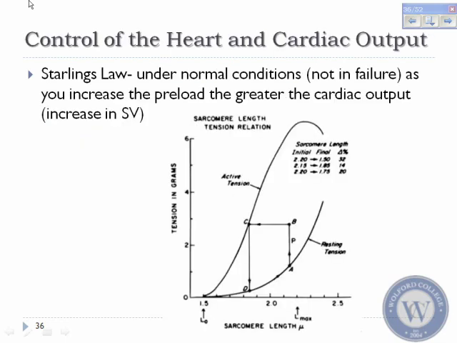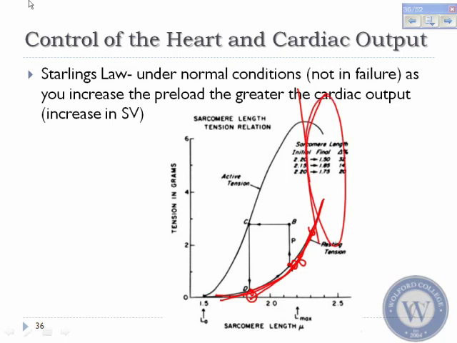Okay? Now the first thing that controls heart rate and cardiac output is Starling's law. Under normal circumstances, under Starling's law, as you increase preload, you tend to see a greater stroke volume. So as preload increases, your stroke volume increases as a consequence. What that is telling you is this is the preload curve. If I start from here and go to this point, and keep going up this curve, normally the stroke volume continues to increase.